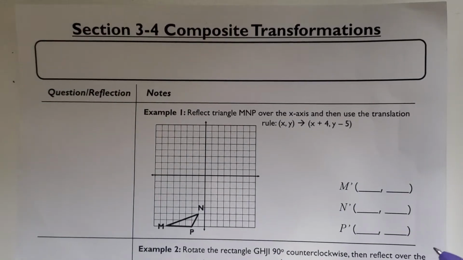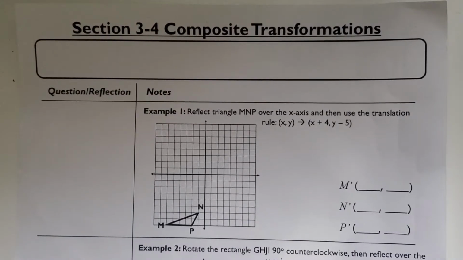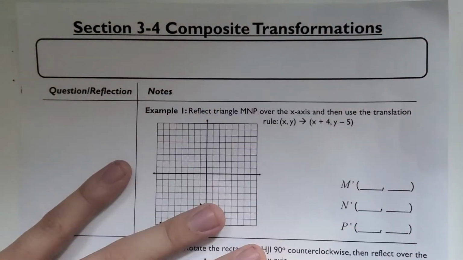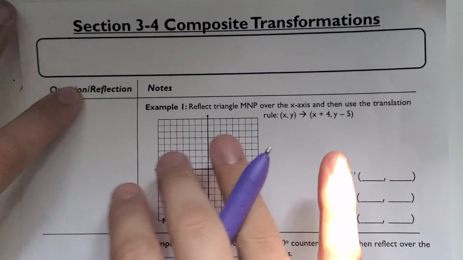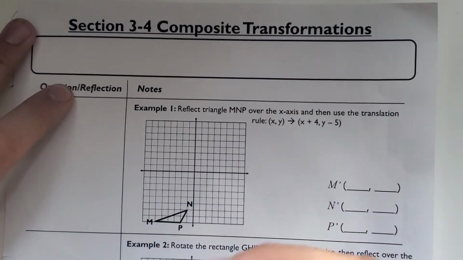Today we're going to be talking about composite transformations. So there's not a lot of notes here. We really got a lot of problems just to practice, but the important thing to know is that a composite transformation is basically taking all the transformations we've learned and piling them together into one type of problem.